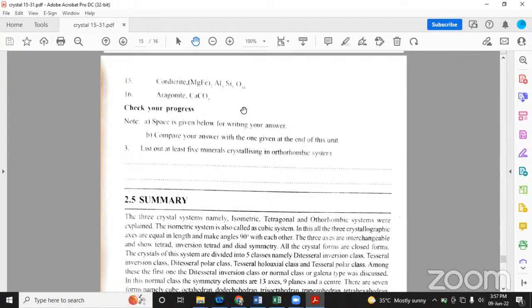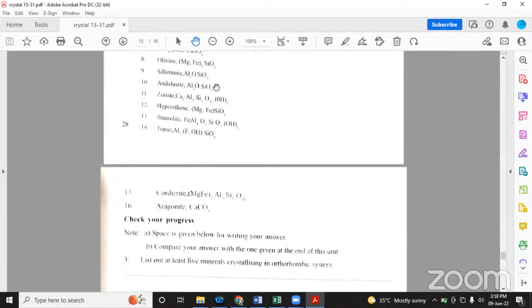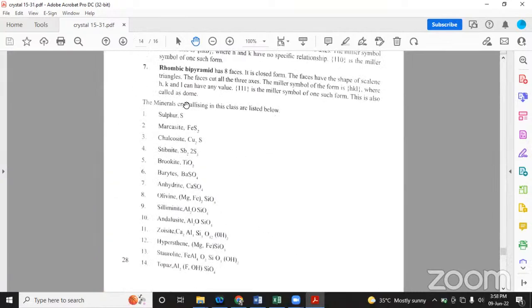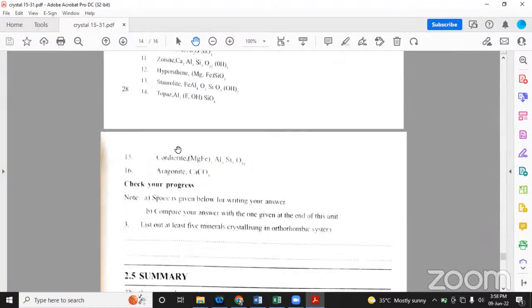These are all minerals that come into the orthorhombic system. These minerals have the same features, based on the number of symmetry elements: planes of symmetry, axes of symmetry, and center of symmetry. Based on the naming of the minerals, they are divided as orthorhombic minerals.